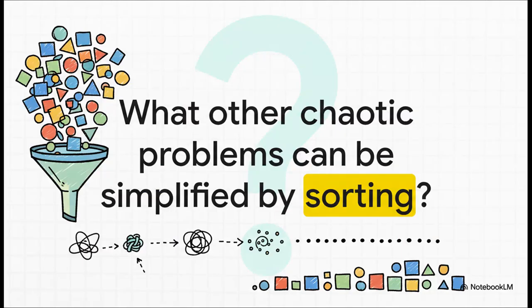And really, that's the big takeaway here. The most elegant solution so often doesn't start with some complicated logic. It starts with the simple act of creating order. So I'll leave you with this question to think about. What other chaotic problems are you facing that could be simplified just by taking a moment to sort them first?